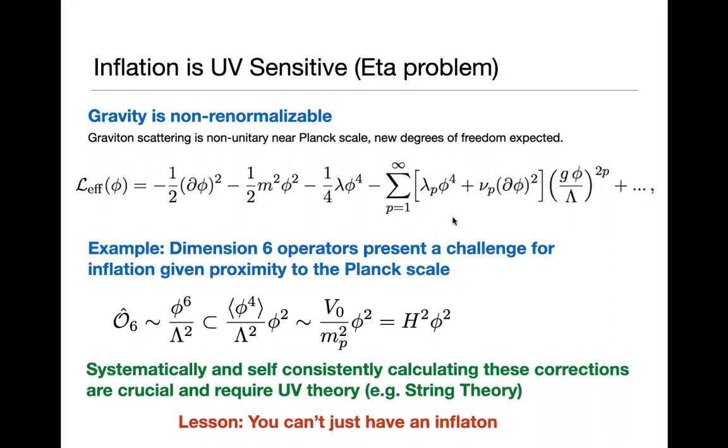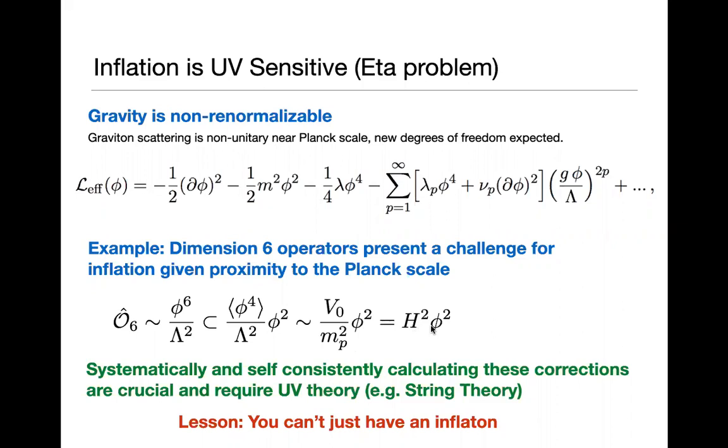But we know that those new degrees of freedom need to be present. And even at the level of a dimension 6 operator, this leads to what's called the eta problem, meaning that these corrections will lead to a Hubble scale mass for the inflaton, unless there's some mechanism to suppress that. Okay, so if that was complicated, the main message I'm saying is there's new physics at the Planck scale.